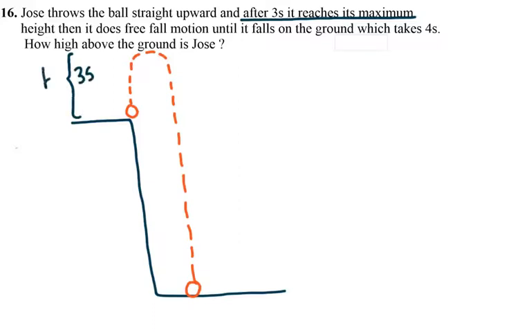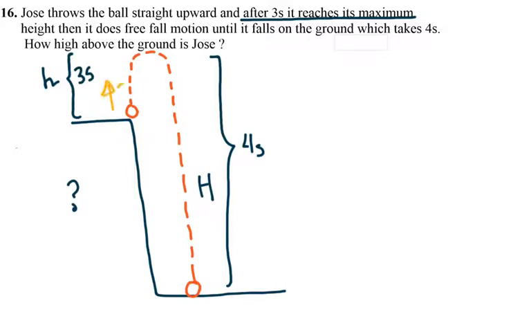I'm going to call this height H. And then it falls on the ground in 4 seconds. So this takes 4 seconds, and I'm going to call this height H. And I'm looking for how high above the ground Luis is. So if it reaches its highest point in 3 seconds, then initial velocity must be 30 meters per second.